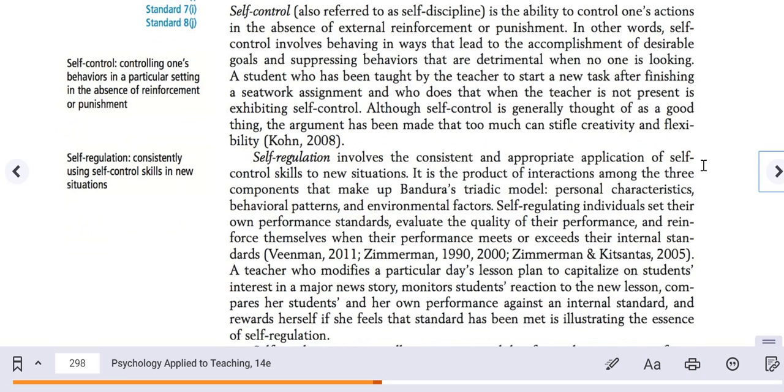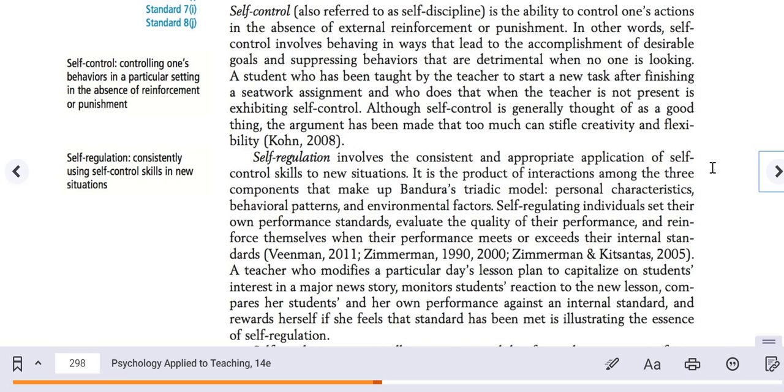Self-regulation involves the consistent and appropriate application of self-control skills to new situations. It is the product of interactions among the three components that make up Bandura's triadic model: personal characteristics, behavioral patterns, and environmental factors. Self-regulating individuals set their own performance standards, evaluate the quality of their performance, and reinforce themselves when their performance meets or exceeds their internal standards.